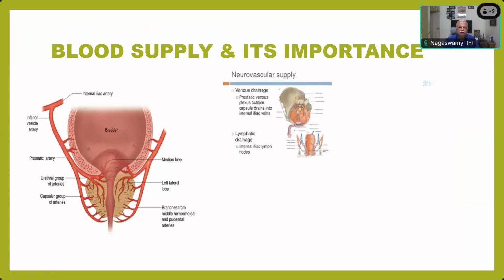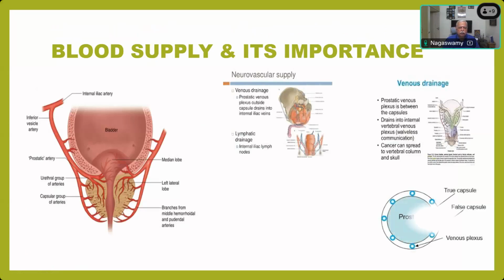Blood supply, of course, from internal iliac artery, prostatic artery, which is a branch of internal iliac, and then that divides to supply that. And the venous channels are the plexus which are draining that, and they are the ones which are open. So prostate is surrounded by a true capsule, and there is a false capsule outside, and in between that only you have the venous plexuses.